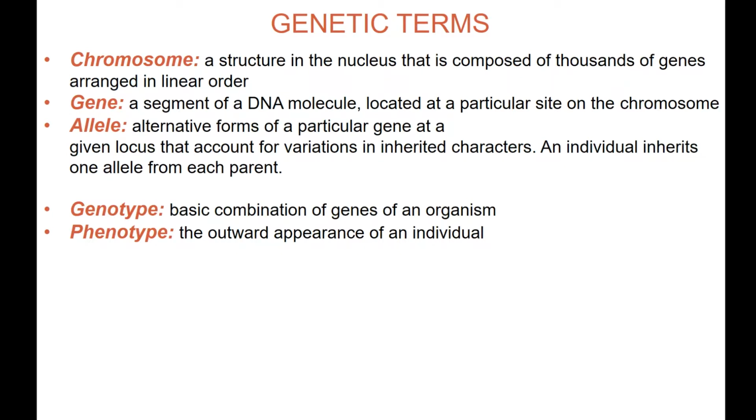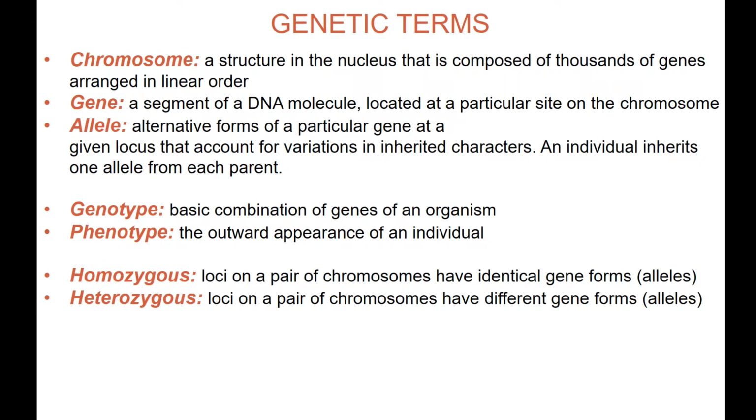So let me give you an example. If the two alleles that came from your father and mother said the same opinion, like I want the eye brown, and your mother's opinion was I want the eye brown, this is a homozygous situation. So what's a homozygous situation? When the two alleles say the same thing. One pair of chromosomes having identical gene forms or alleles.